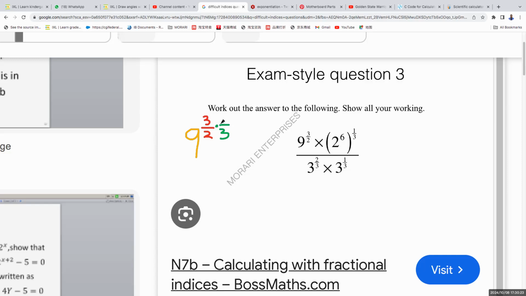You have to also remove the 3 at the top. 3 over 3 is what? 1. But now, because you want to keep this 3 at the bottom, you take this 3 and multiply by this 3 at the top, and now what do you have at the top? You have 9 to the power 9 over 2, like this, in bracket 1/3.